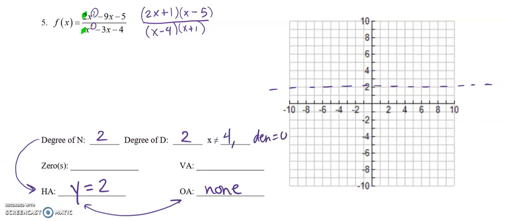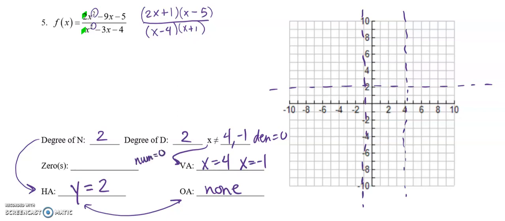So x cannot equal 4, x cannot equal -1. Again, that's where the function is undefined, so that is where our vertical asymptotes will be. We'll have a vertical asymptote at x equals 4, and a vertical asymptote at x equals -1. So here's our vertical asymptote at 4, and here is our vertical asymptote at -1.